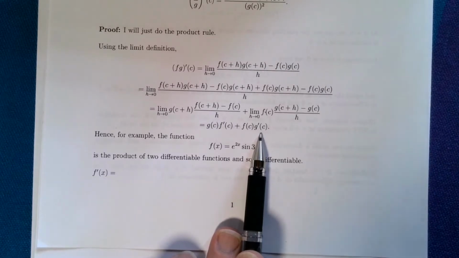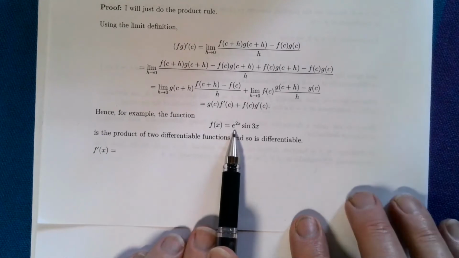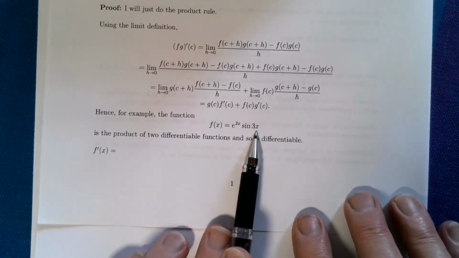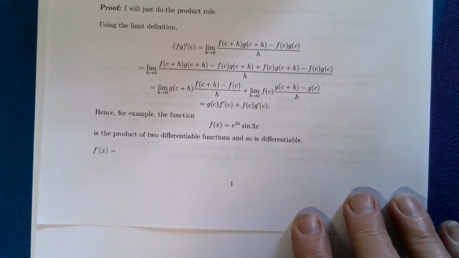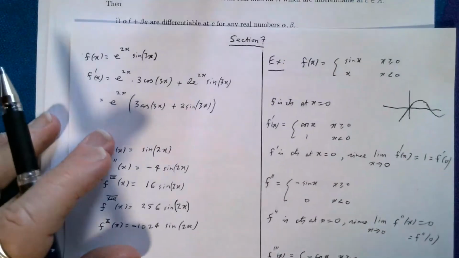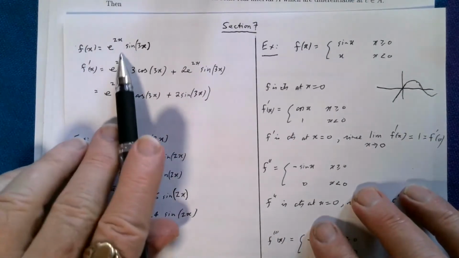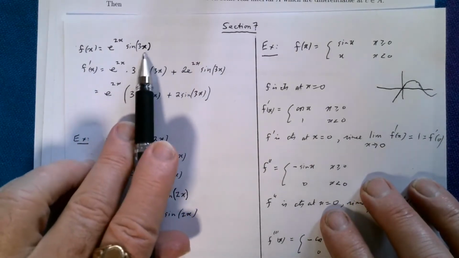So just as a simple example of that one, we've got the function f of x is e to the 2x times sine 3x. This is the product of two differentiable functions, and so is differentiable. And indeed we can work out the derivative in the usual way, just using the product rule. Just quickly zip through this here. By the way, it's good practice to put brackets around your sine of the 3x here.